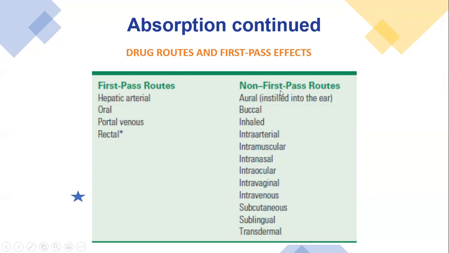What is the non-first pass route? Like if you give medication inside the ear or inside the mouth: buccal, inhaled, intra-arterial, intramuscular, intranasal, intraocular, intravaginal, intravenous, subcutaneous, sublingual, or transdermal. So we can avoid the first pass route. So it is called the non-first pass route.